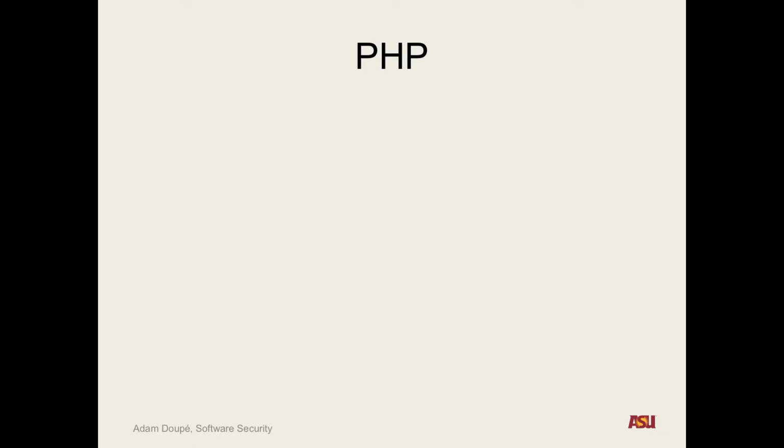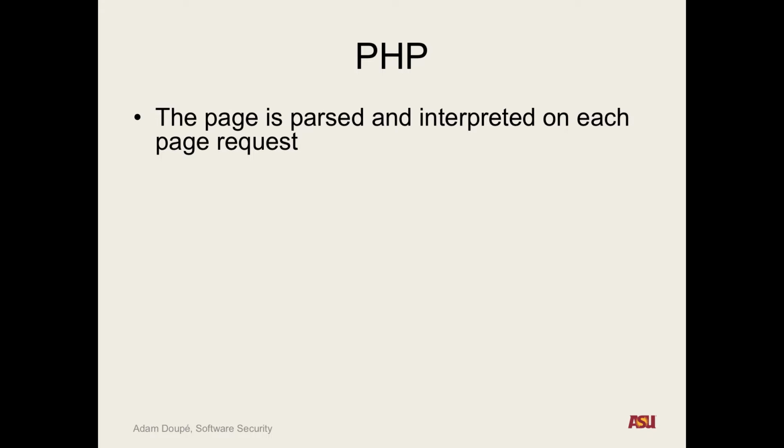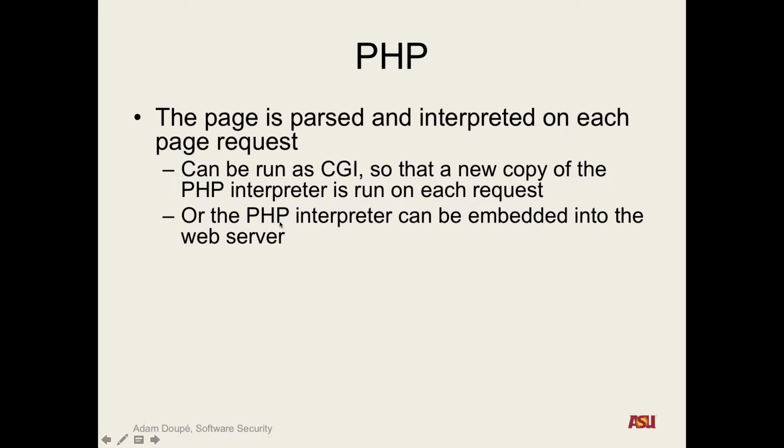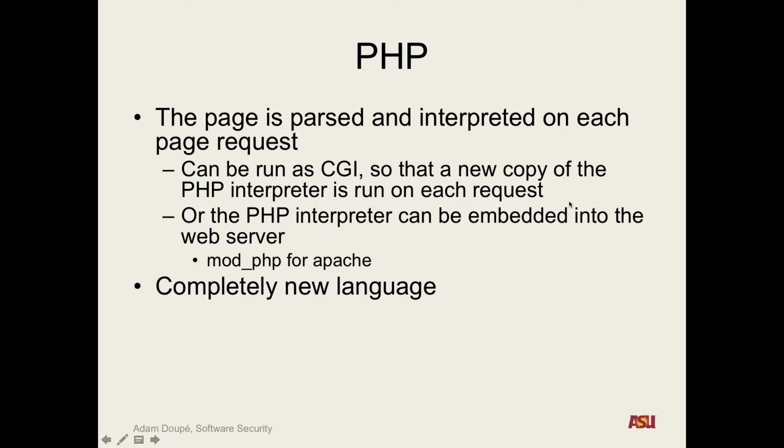Okay, so just like ASP, the PHP page is parsed and interpreted on every page request. So you can run it in CGI mode, so a new copy of the PHP interpreter runs every time a page is requested, or you basically embed the PHP interpreter in the web server so that way the web server knows to interpret every page so you don't have all these instances of the PHP interpreter. This is mod PHP for Apache. If you've ever set this up and enabled this, that's actually what it's doing. It should sound terrifying. You're putting a PHP interpreter inside your web server, but that's the way we do things.